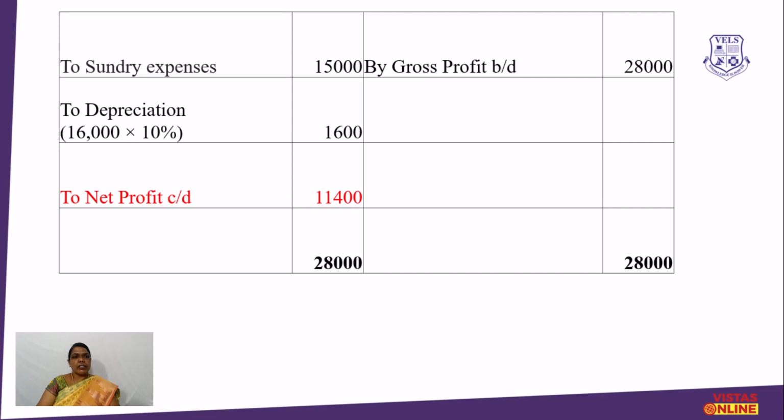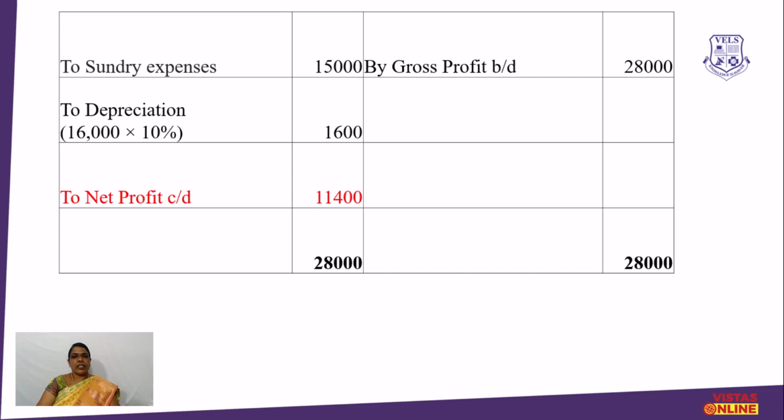Then we can write the expenses on the debit side. Sundry expenses they have given in the question, 15,000. Then depreciation. Depreciation value: the asset value 16,000 into 10%, 16,000 into 10 by 100. You will get 1,600. You will write it on the debit side.